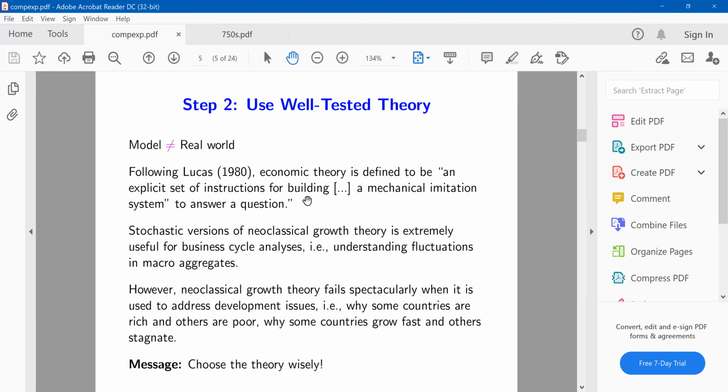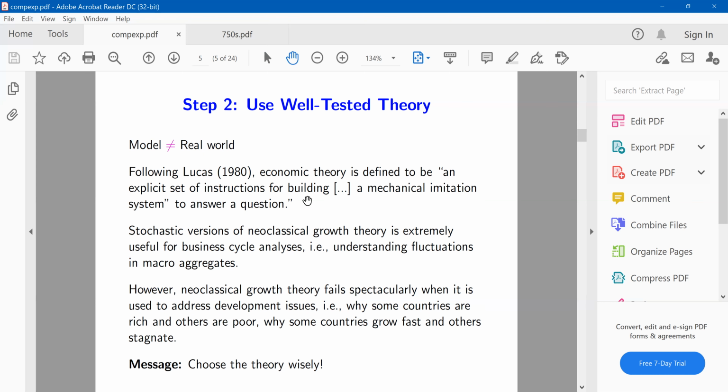And then we want the model to replicate some of the things that we see in the real world, right? But it cannot replicate the entire complexity, of course, of the real world. And theory should be chosen very carefully, of course, right? For instance, here the example Kydland and Prescott give. So the example is about the neoclassical growth theory.